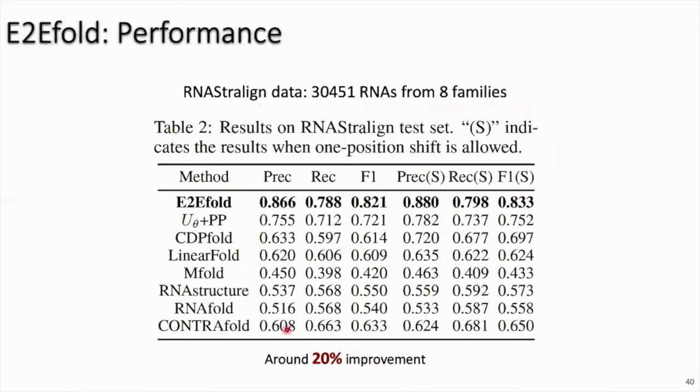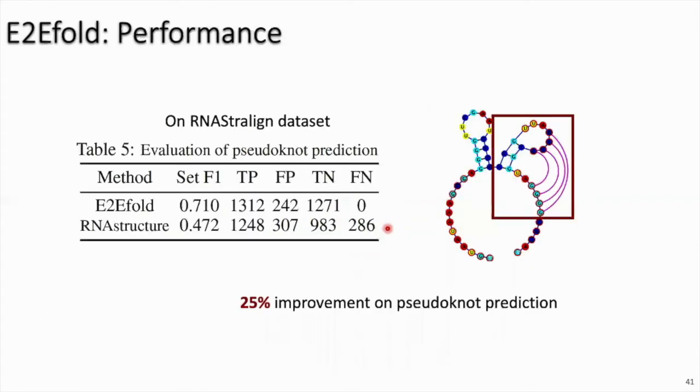Our method can outperform all the previous methods by about 20% regarding the F1 score. Furthermore, compared to the two-step solution, the U plus PP solution, E2E fold can outperform it by about 10% regarding the F1 score. This demonstrates the effectiveness of differentiating through the PP network as well as the constraints embedded in the architecture. Moreover, regarding the hard secondary structure prediction, our method can outperform the previous method by about 25% regarding the F1 score.